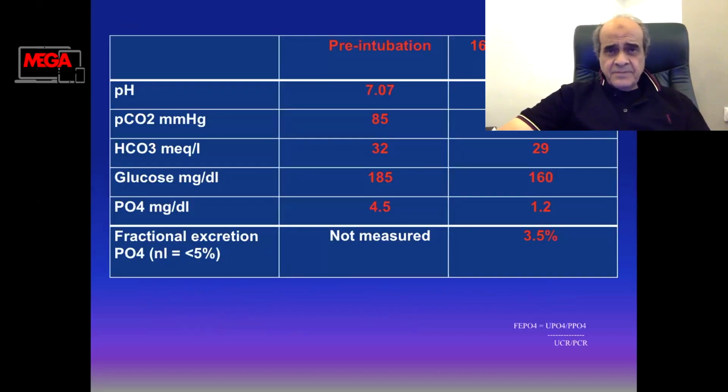Before intubation, the patient's pH is 7.07. After treatment, it is corrected to 7.3. Carbon dioxide dropped from 85 to 52. Bicarbonate also dropped from 32 to 29. Glucose dropped from 185 to 160. Phosphate dropped from 4.5 to 1.2. This patient is suffering from severe hypophosphatemia. Fractional excretion of his phosphate was 3.5%.